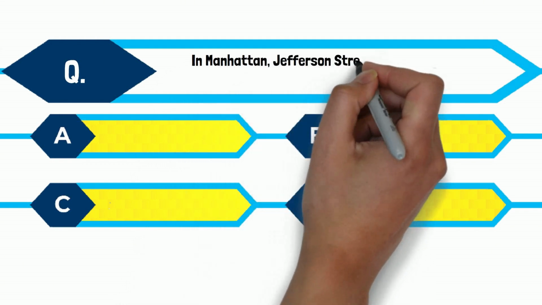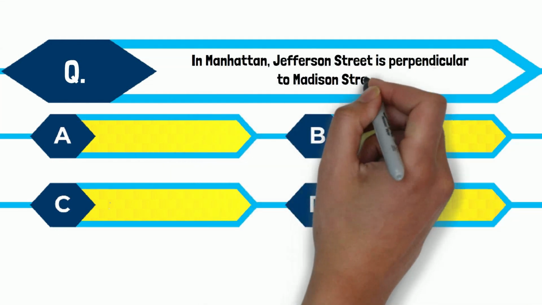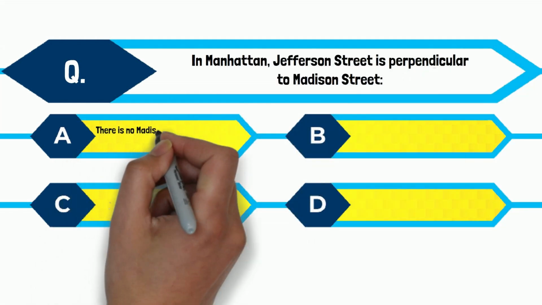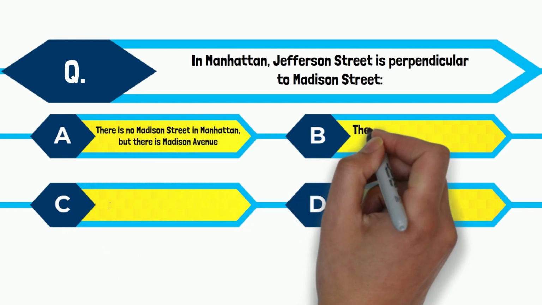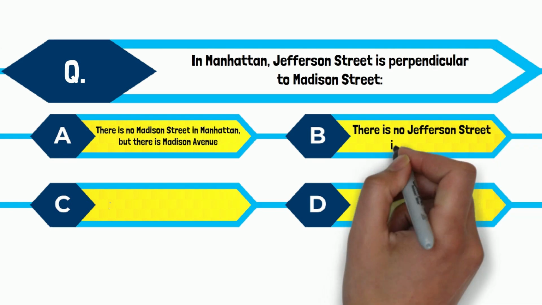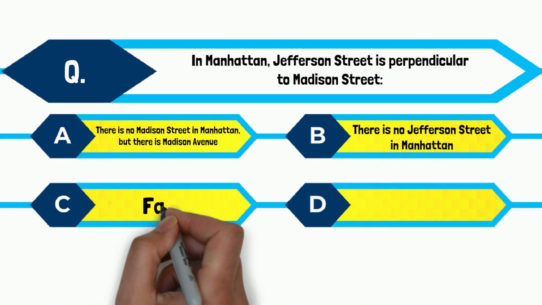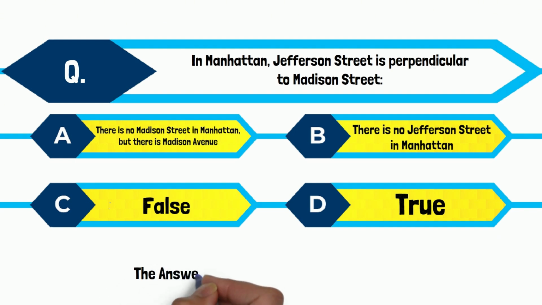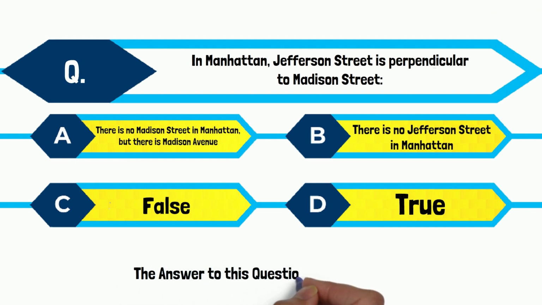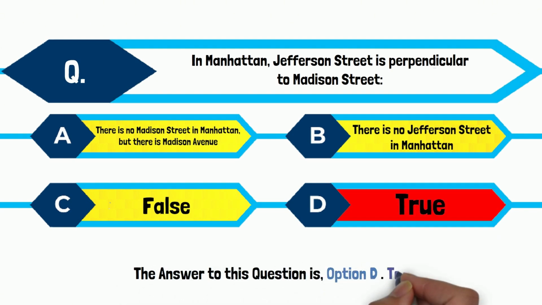In Manhattan, Jefferson Street is perpendicular to Madison Street. Option A, there is no Madison Street in Manhattan, but there is Madison Avenue. Option B, there is no Jefferson Street in Manhattan. Option C, false. Option D, true. The answer to this question is option D, true.